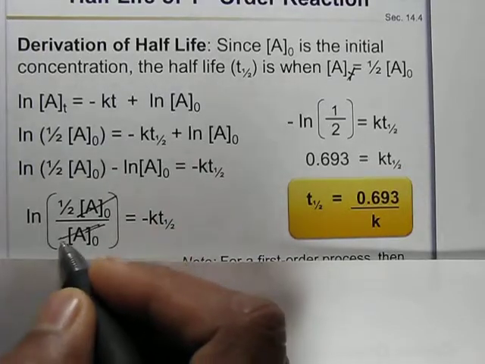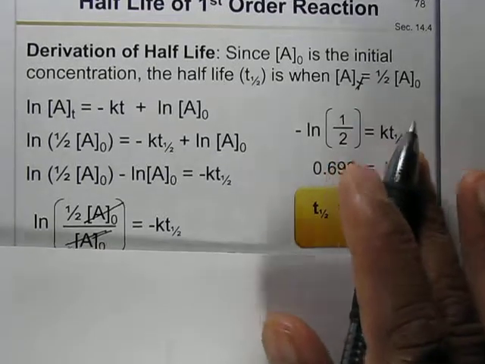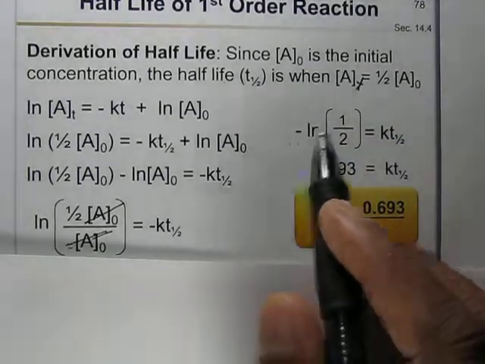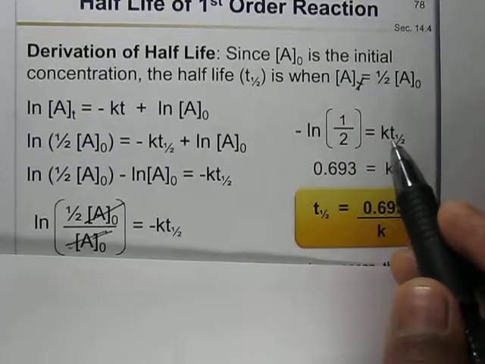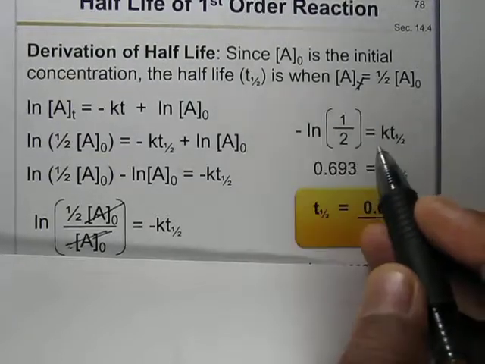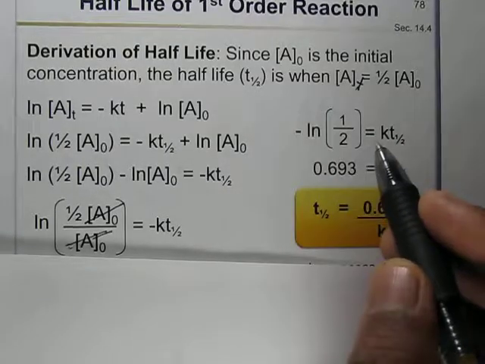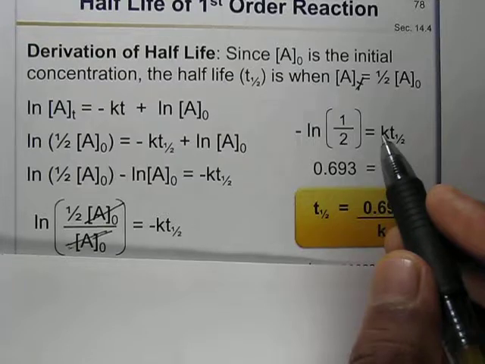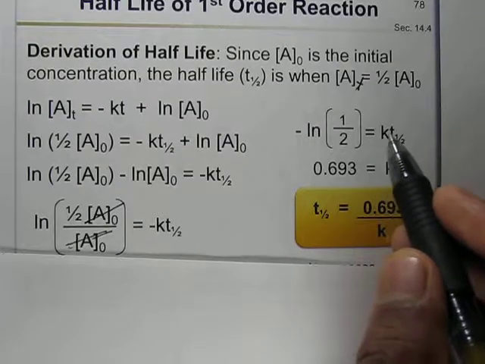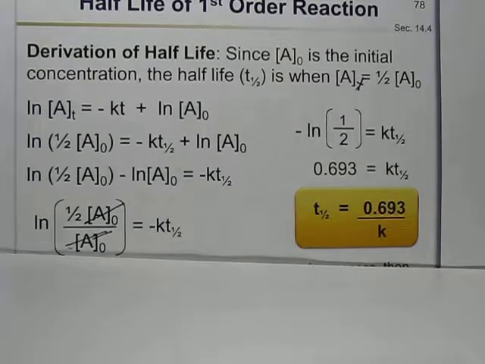So what will remain on this side is only natural log half equal to minus k t half. So we can take a negative on both sides: the left side will become negative, and on the right hand side this negative will become positive. Now let's take the natural log of 1 over 2.